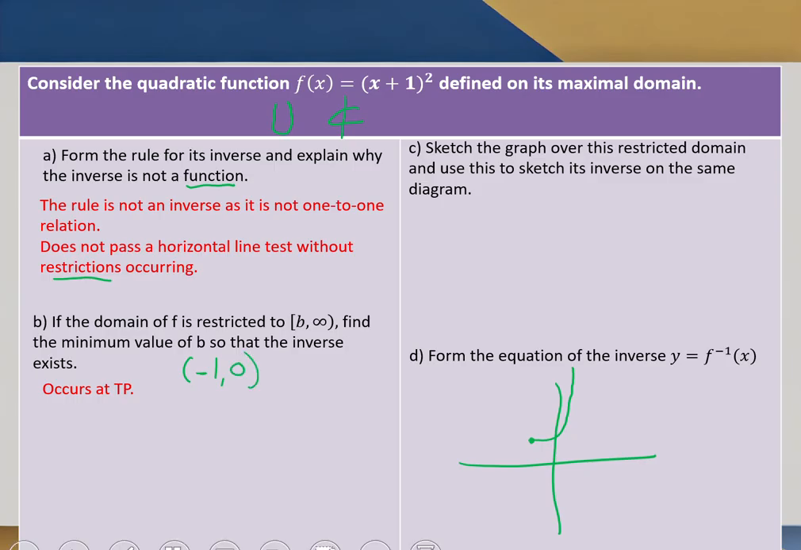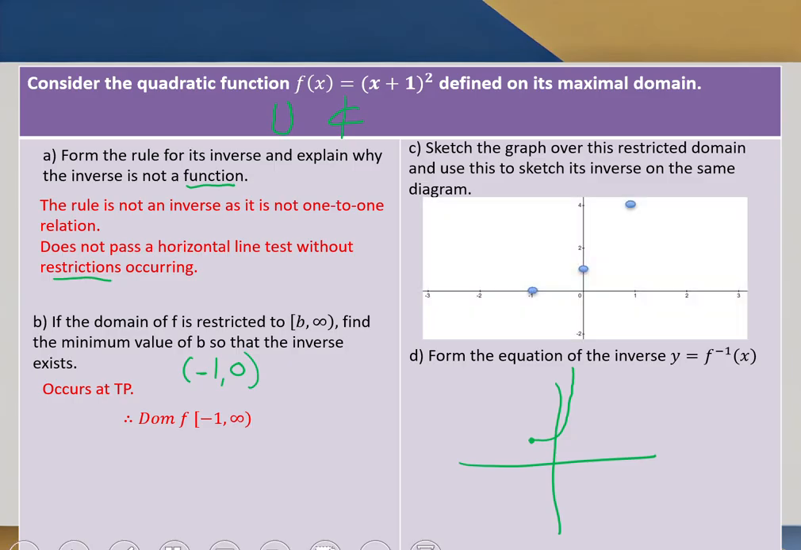That gives me my domain for my function of -1 to infinity, and it can be equal to -1. If I just sketch 3 points from there, and I'm sketching it just to be accurate, I can quite easily see that it is going to be a one-to-one function.